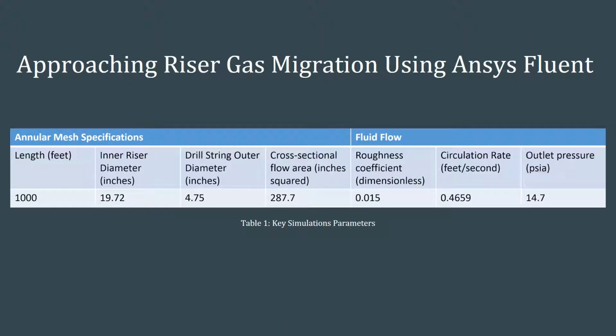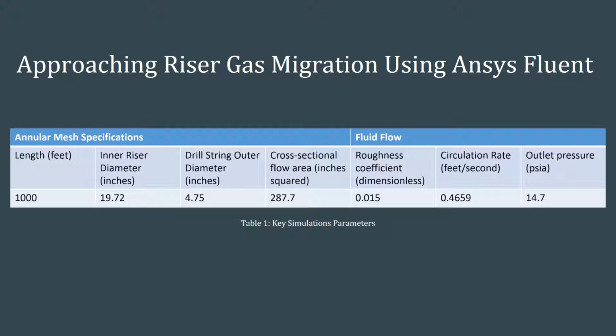Using ANSYS Fluent, we can simulate riser gas migration based on some key mesh and fluid flow parameters. Our annular mesh consists of a riser length of 1,000 feet. Our inner riser diameter is 19.72 inches, and our outer tubing diameter is 4.75 inches. This results in a fluid flow cross-sectional area of 287.7 inches squared. When considering frictional pressure loss of our model, the roughness coefficient of stainless steel will be used. This is approximately 0.015.